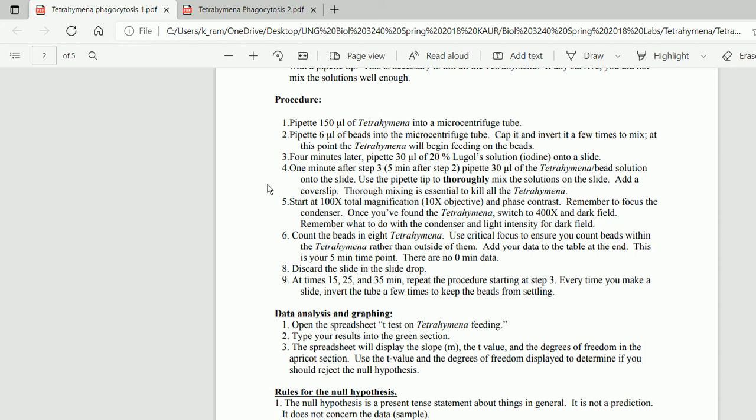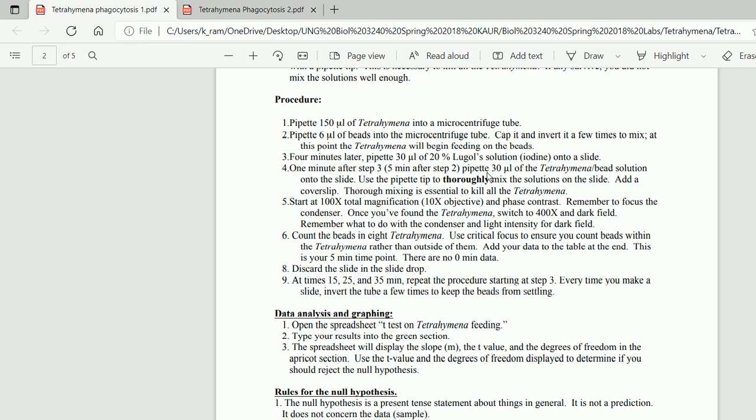Once you have these tetrahymena with iodine, you first have to look at them. You need to focus the tetrahymena at a total magnification of 100x, which means you use the 10x objective. Once you find the tetrahymena, you can switch to the 40x objective. It says here dark field, but use bright field. Don't get confused, this is from our past experience. Just use bright field. I will be there to tell you. So first use the 10x objective, then go to 40x.